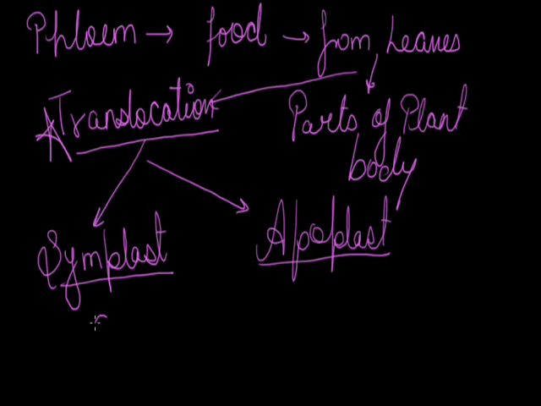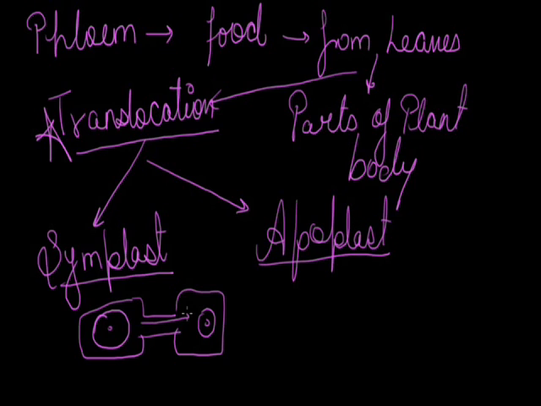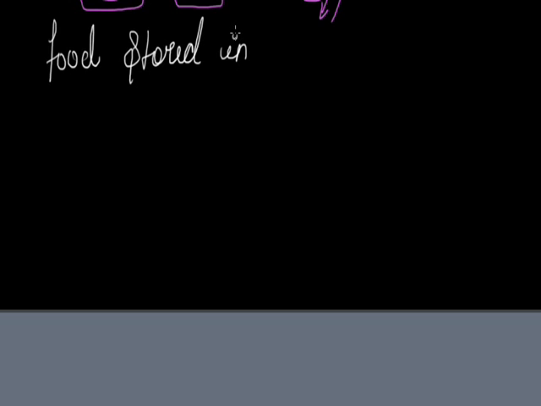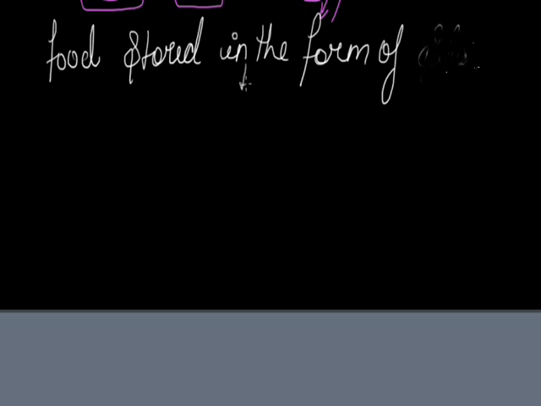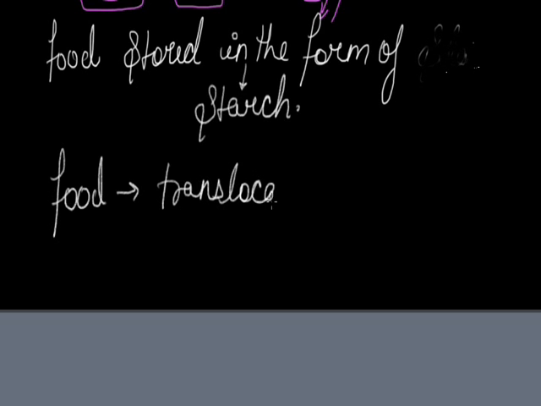In symplast, the two cells have plasmodesmata through which the movement of ions, water, minerals and food can occur. Or if we are talking about apoplast, it is the space present between the cells through which the food will be transported. Next, talking about food particles, food is stored in the form of starch, whereas when it is translocated, it is in the form of sucrose.